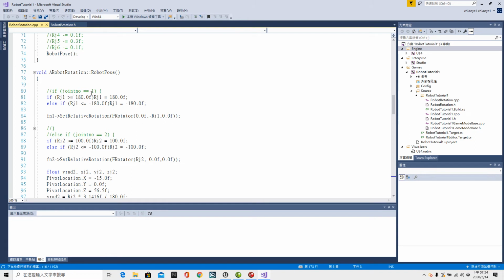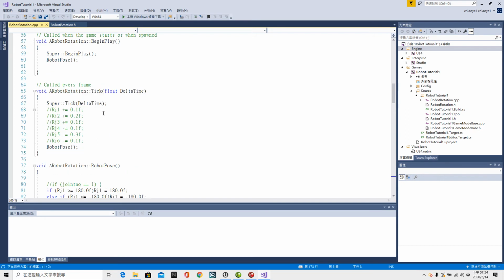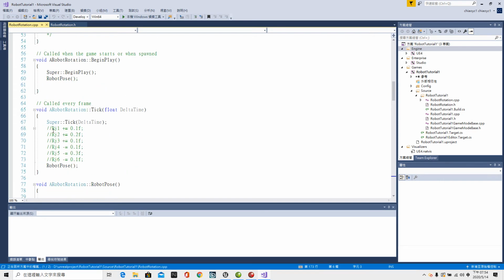Starting from joint number 1. Joint number 1 has nothing to do with the X axis, but we still have to do a test. Using tick, RJ1 plus equal 0.1F semicolon, and then calling RobotPost to let J1 rotate around the positive direction.